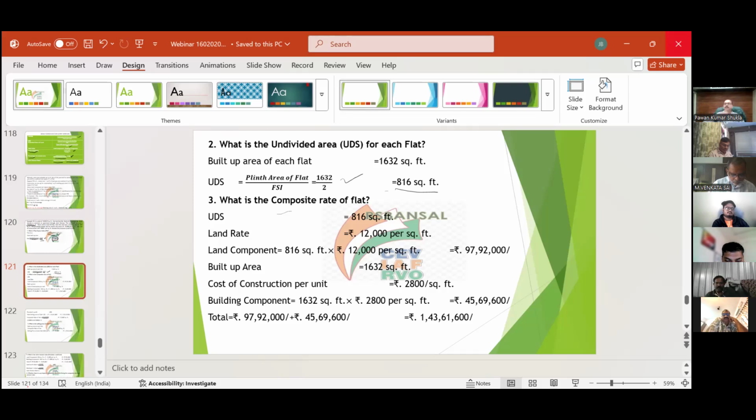Then what is composite rate of flat? Undivided share is 816 square feet multiplied by land rate of 12,000 per square feet. So land component is 97 lakh 92,000. Building area is built up area 1,632 square feet, rate per square feet is 2,800. So building component is 1,632 multiplied by 2,800, 45 lakh 69,600. So you add land component plus building component. So composite rate of the flat is 1 crore 43 lakh 61,600.